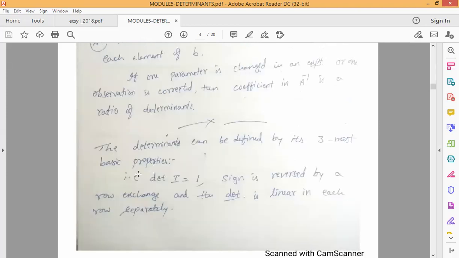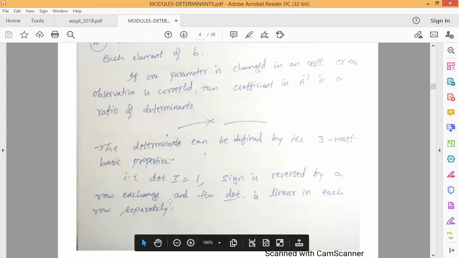And here, the next one is that we are going to discuss the properties of the determinants. Before discussing the properties of the determinant, first we'll see that the determinant can be defined by the three most basic properties. The first one is the determinant of the identity matrix, always it will be equal to 1, and the sign is reversed by a row exchange. So each time you exchange the row, the sign is going to be changed.